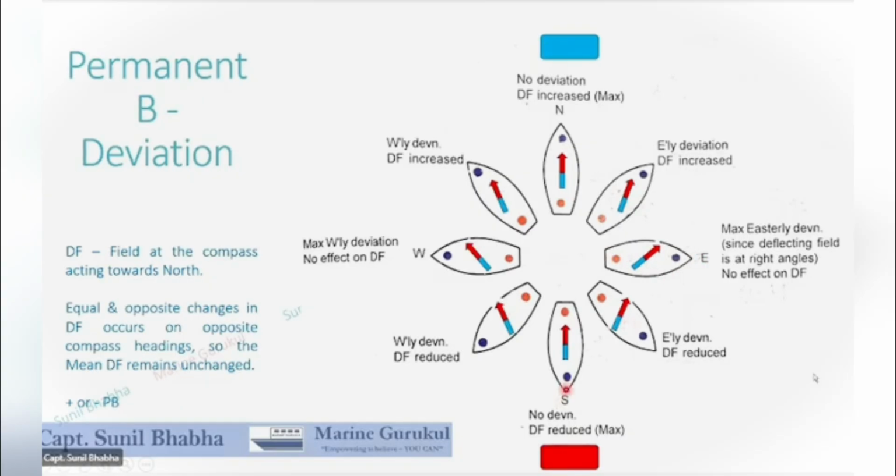Now with the ship heading in the southerly direction, you see the poles of the ship are opposite to the poles of the earth. South of the compass, we have the blue pole of the ship and the red pole of the earth. North of the compass, we have the red pole of the ship and the blue pole of the earth. So with the ship pole and the earth pole becoming opposite, the directive force is reduced. So there is a maximum reduction in the directive force with the ship heading in the southerly direction.